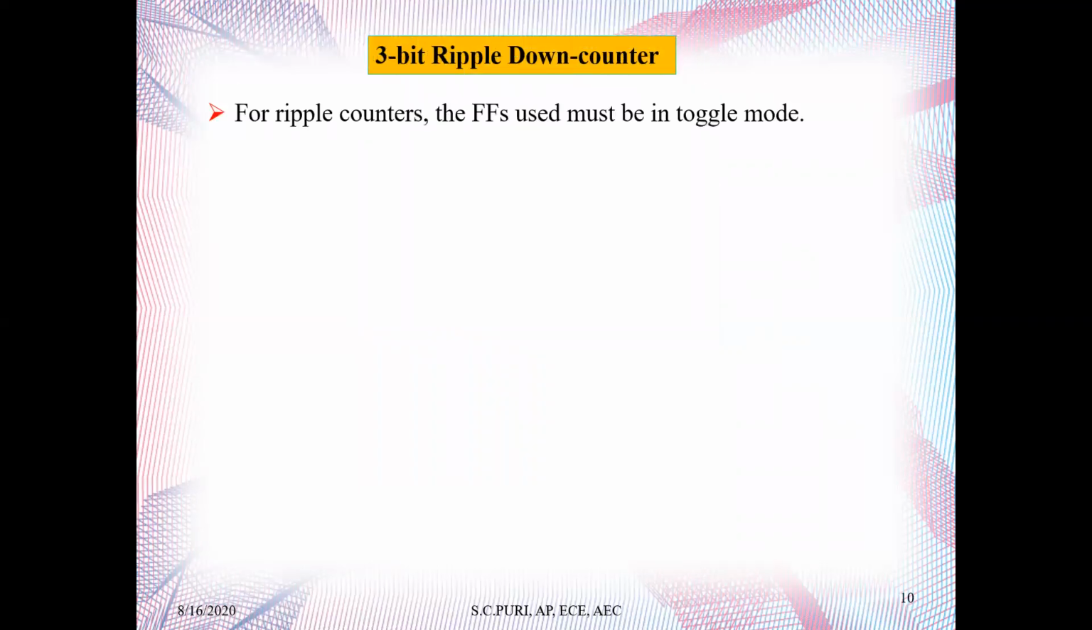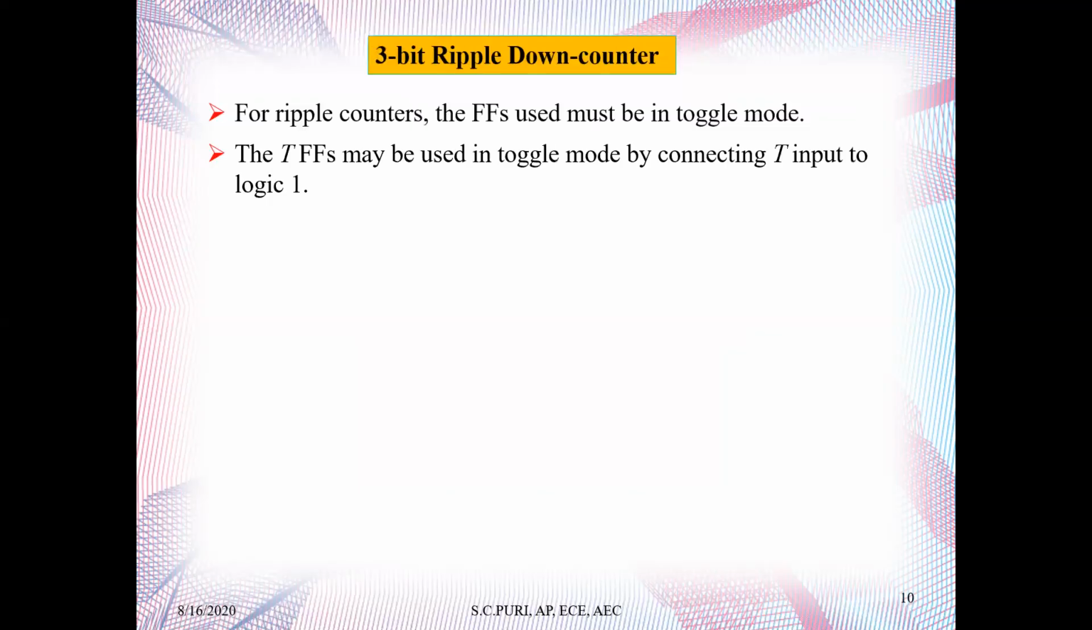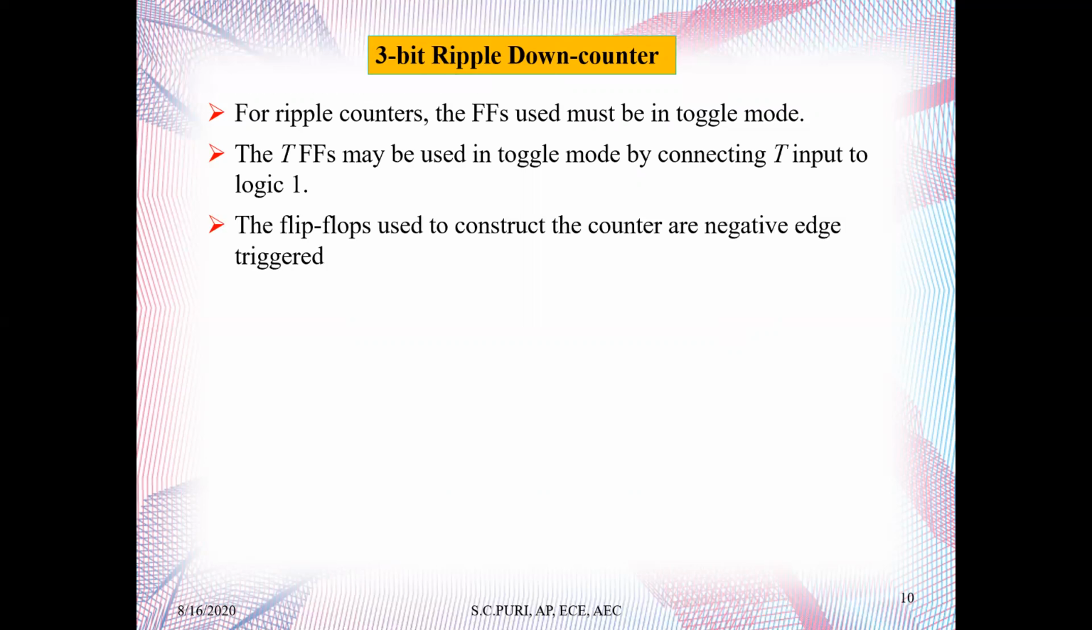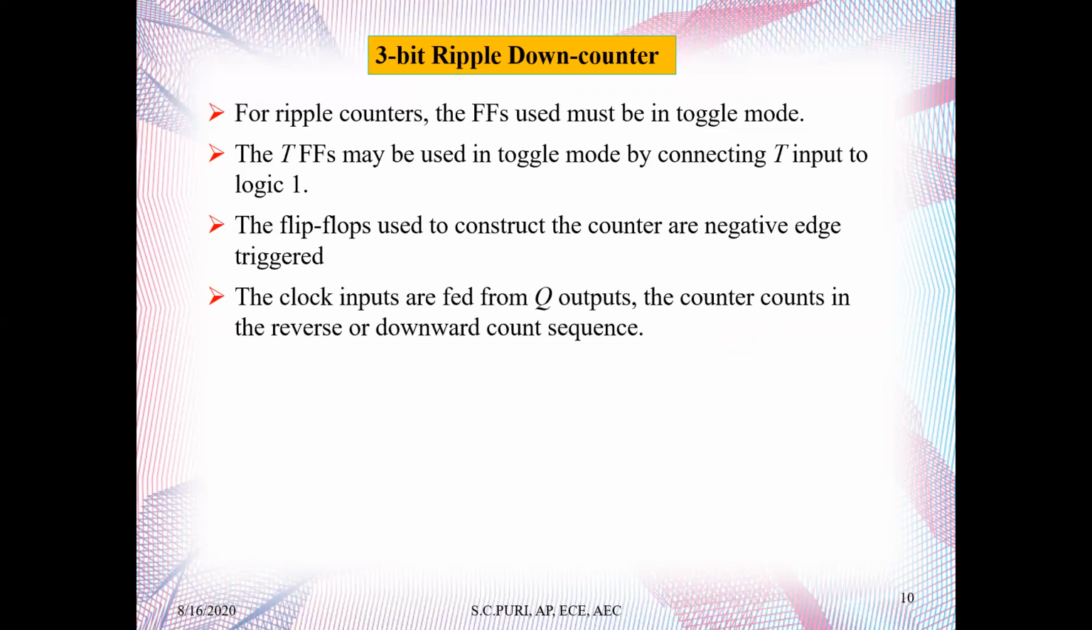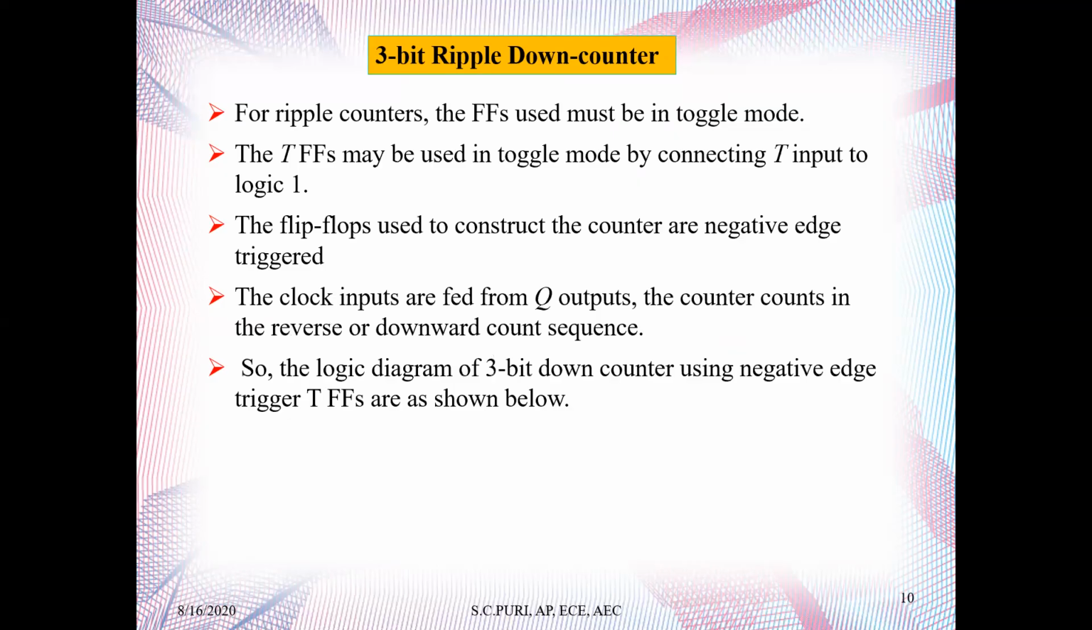3-bit ripple down counter. So now let us see a configuration where you will be down counting. For ripple counters, the flip-flop used must be in toggle mode, as we have discussed. The T flip-flop must be used in toggle mode by connecting the T input to logic 1. It is the simplest, we require only one input. The flip-flops used to construct the counters are negative edge triggered. The clock inputs are fed from Q outputs. The counter counts in the reverse or downward count sequence.